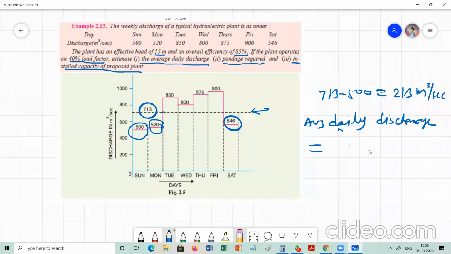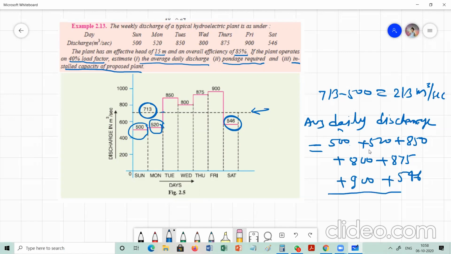For example, in this case, on Sunday the discharge is 500. On Monday, it is 520. On Tuesday, it is 850. On Wednesday, it is 800. On Thursday, it is 875. On Friday, it is 900. And on Saturday, it is 546. Divide by the total number of days. Obviously, 7 days in a week.